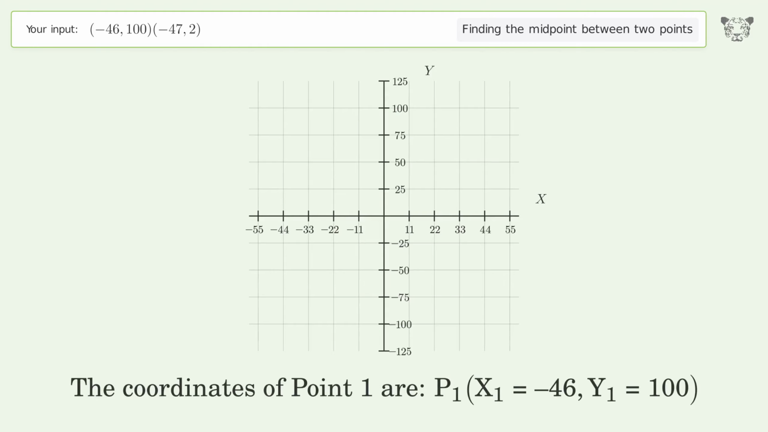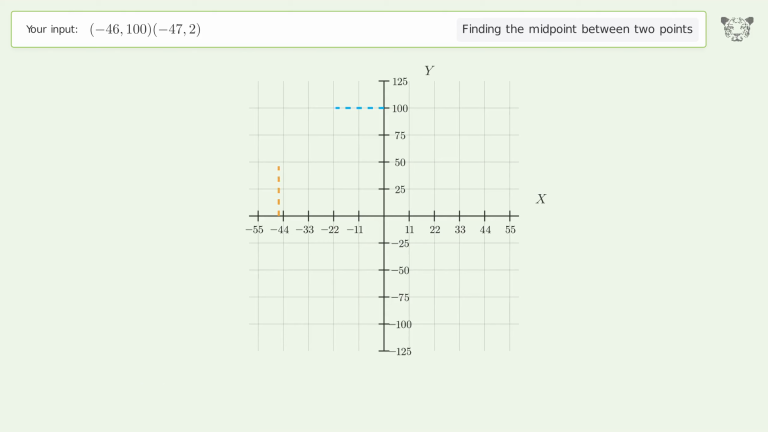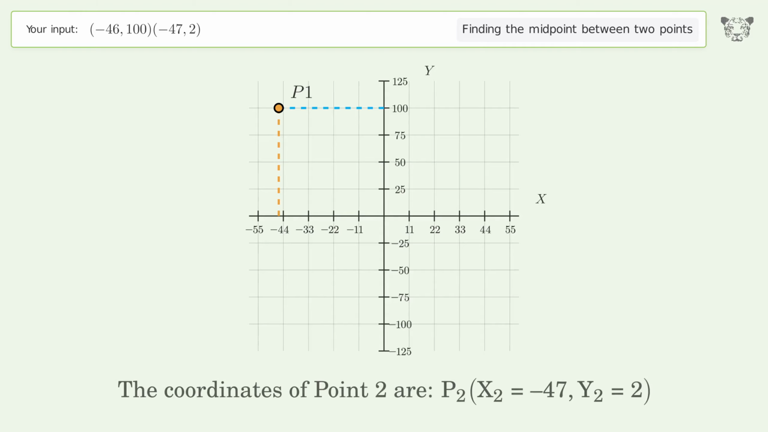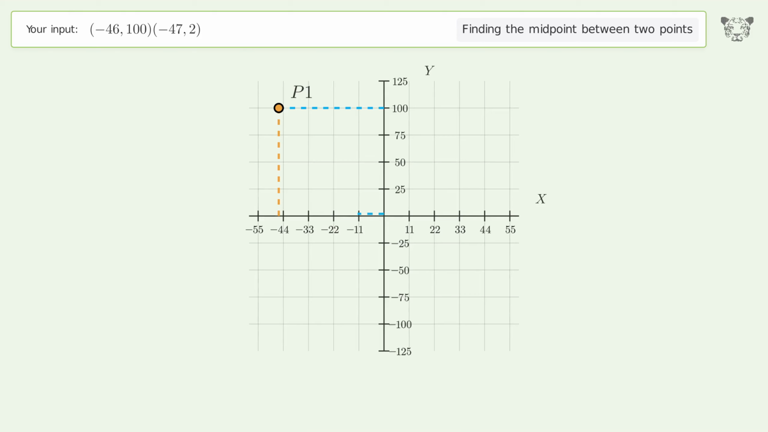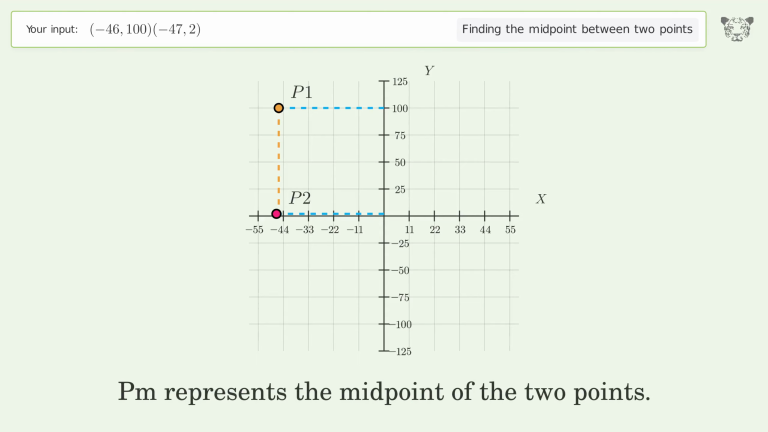The coordinates of point 1 are, x1 equals negative 46, y1 equals 100. The coordinates of point 2 are, x2 equals negative 47, y2 equals 2. PM represents the midpoint of the 2 points.